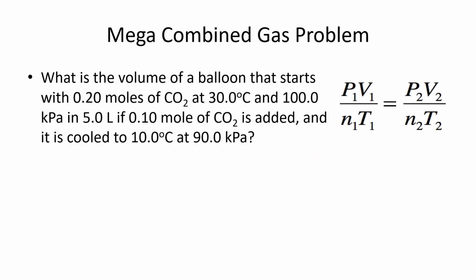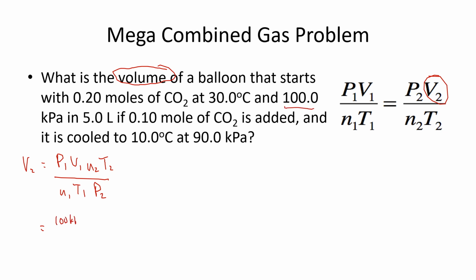Alrighty, so one last headache here. We're going to see if we can figure out the volume using the mega combined gas law. So we're looking for the new volume given all these changes that occur. So we want V2, and that is going to equal P1 V1 all over N1 T1, and we bring N2 up here and T2 up here and P2 down here. Okay, so let's start filling things in. The initial pressure starts at 100 kilopascals. So we'll put 100 kilopascals in for the initial pressure.